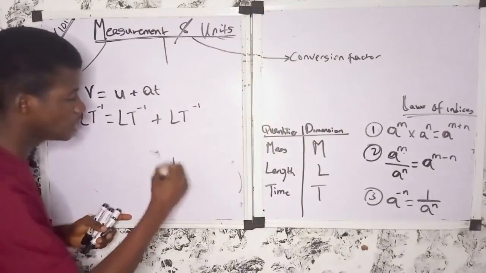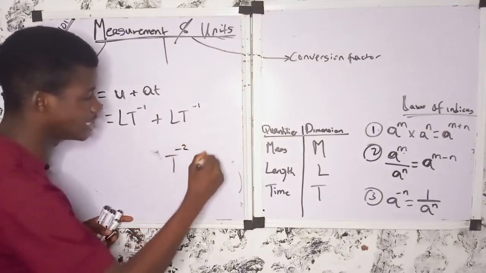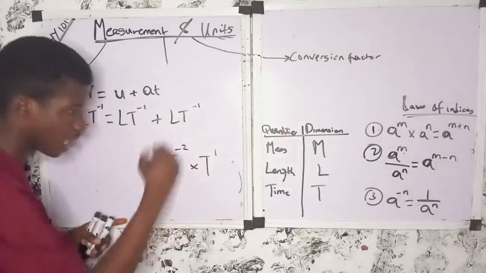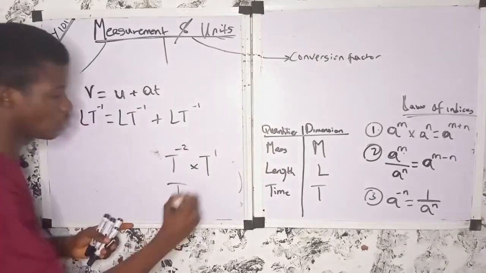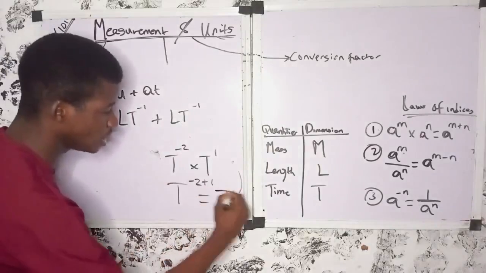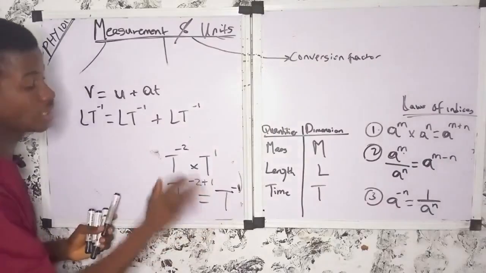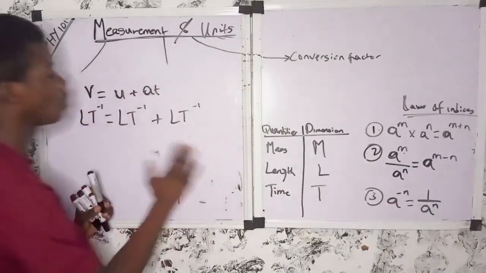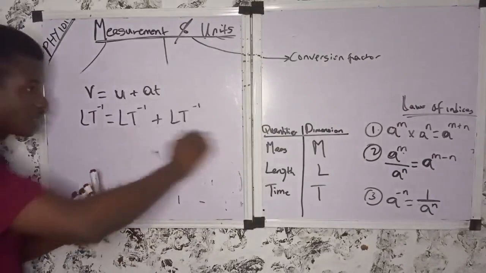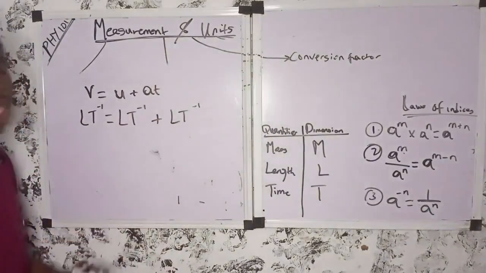Let me break it down. T raised to the power minus 2 times T raised to the power 1. According to the law of indices, we take one of the base, then we add their powers. If we add their powers, we arrive at T raised to the power minus 1. Minus 2 plus 1 gives us minus 1. So that is how we get everything here. Now, if you look at these two, they are the same, right?